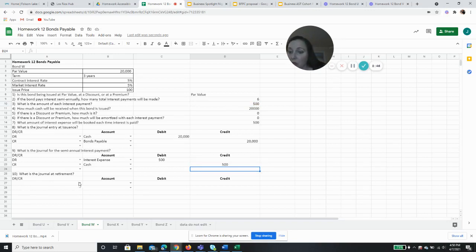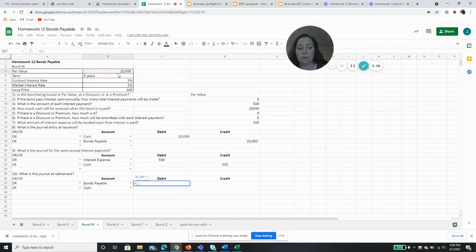And then what is the journal at retirement? It's always the same thing. This has got to be the most boring thing we do. We're going to debit bonds payable because we're retiring the bond. We will no longer have a liability. And we're going to credit cash because we're going to pay it off in cash because that is all our bondholders want. And we're always going to do that at par value.